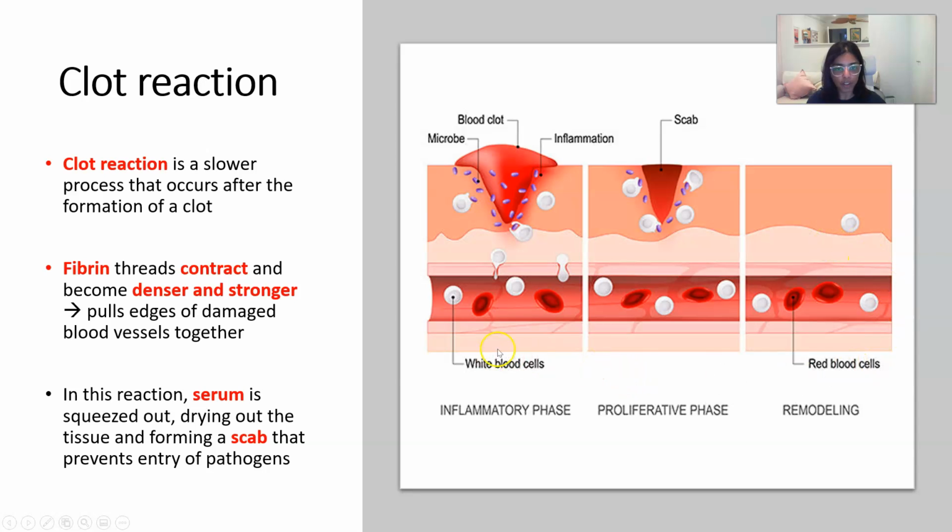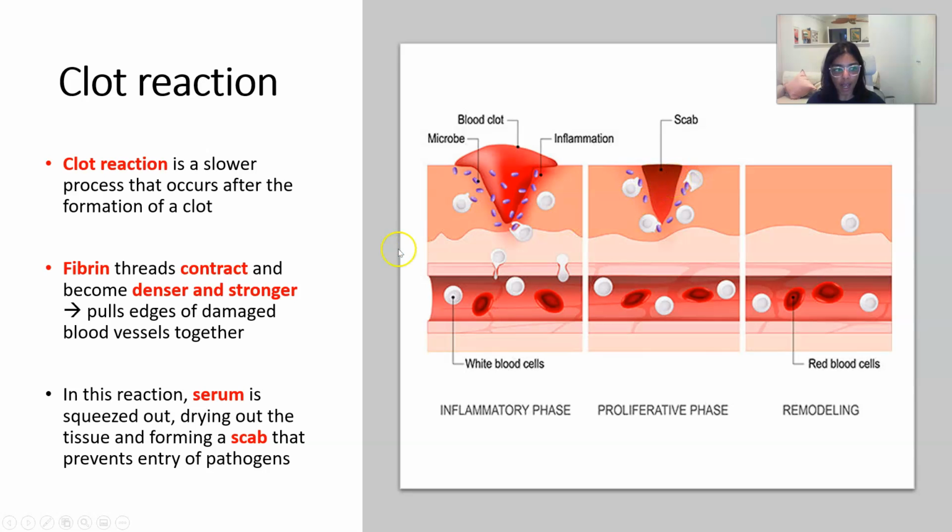Okay, so the next thing we're going to be looking at is the clot reaction. Now, a clot reaction is actually a slower process and occurs after the formation of the clot. So this is the clot here, and the clot reaction happens afterwards. So you'll know from getting a small cut on your finger that at the time the wound looks like it's open and it's quite sore, and you can see the red underneath the layers of the dermis or skin. Eventually, over time, what starts to happen is you can see the skin actually pulling itself together on either side.